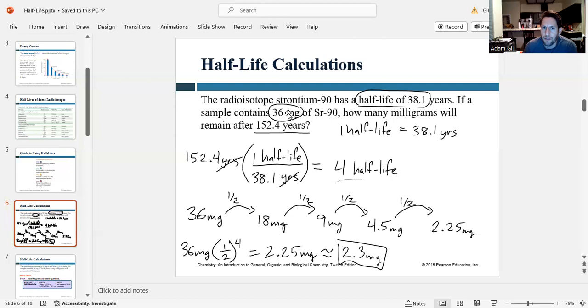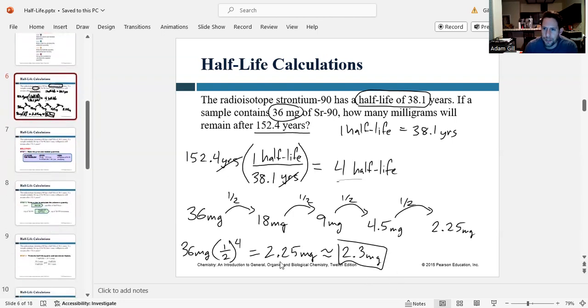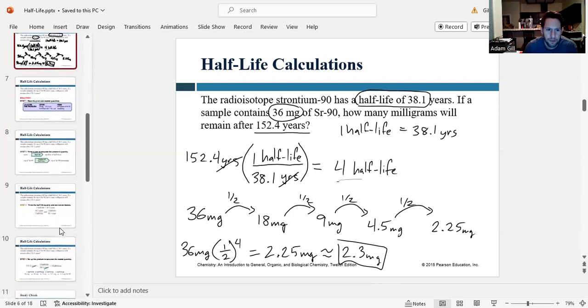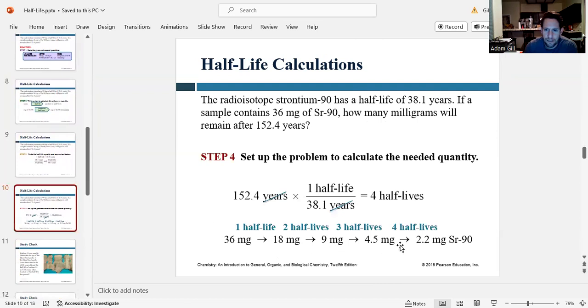Okay. So take the total time, convert the total time into a number of half-lives, and then take the original starting amount, cut it in half to the power of how many half-lives there are to get your final answer. These next couple slides are just showing us solving it as we did together. So let's double check to make sure we got the right answer at 2.3. They rounded down to 2.2, which is incorrect. It should be 2.3. But looks like we did it right.